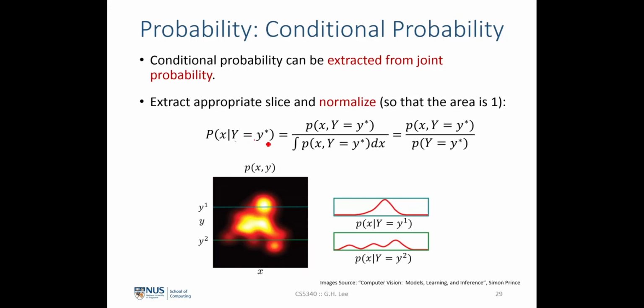And so here more formally, the conditional probability of p of x conditioned upon y equals any generic state y star is equal to the joint probability at y equals y star. This means that we are looking at this particular slice where y takes a certain value, for example y equals y1, divided by the total sum of the probability under this particular slice. So this can be written as the integration over dx, because I'm summing out over all the possible values of x under this slice of y equals y star. And this is equivalent to the marginal probability of y taking a value of y star.